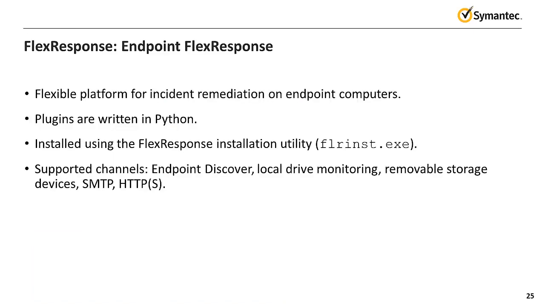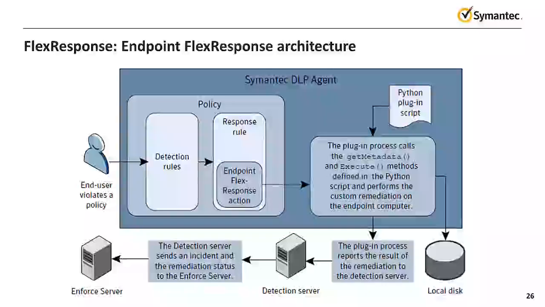The Endpoint FlexResponse API provides a flexible platform for incident remediation on endpoint computers. FlexResponse plugins are written in Python and installed using the FlexResponse installation utility for endpoints. The API lets a developer access information that the Enforce server collects about an incident. The API also provides access to the data or file that contains the policy violation. For incident handling purposes, the API reports the status of the Endpoint FlexResponse remediation, and this status is displayed in the incident details in the Enforce Server Administration console. The FlexResponse plugins can leverage existing endpoint credentials and can also receive parameters from the response rule configuration.